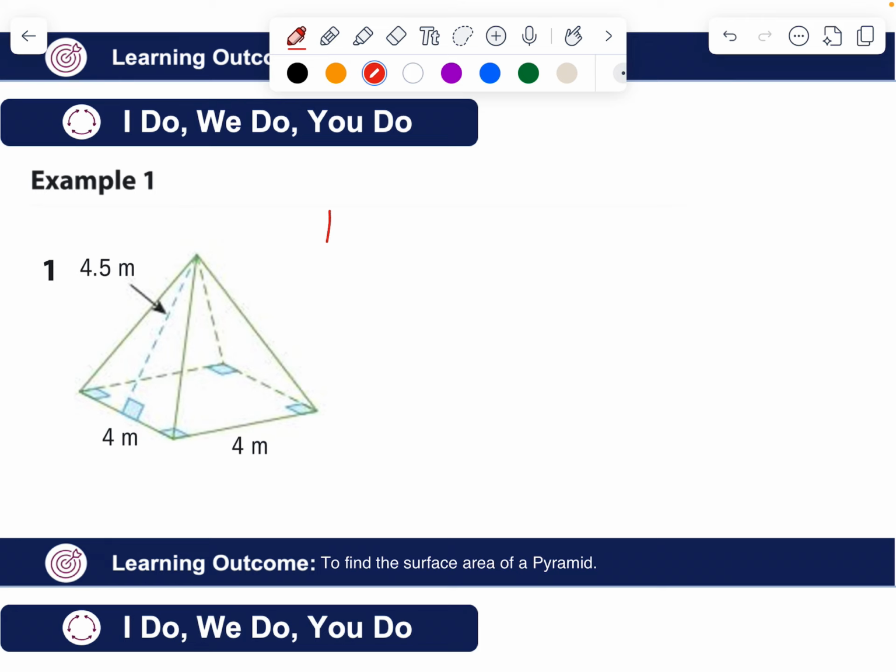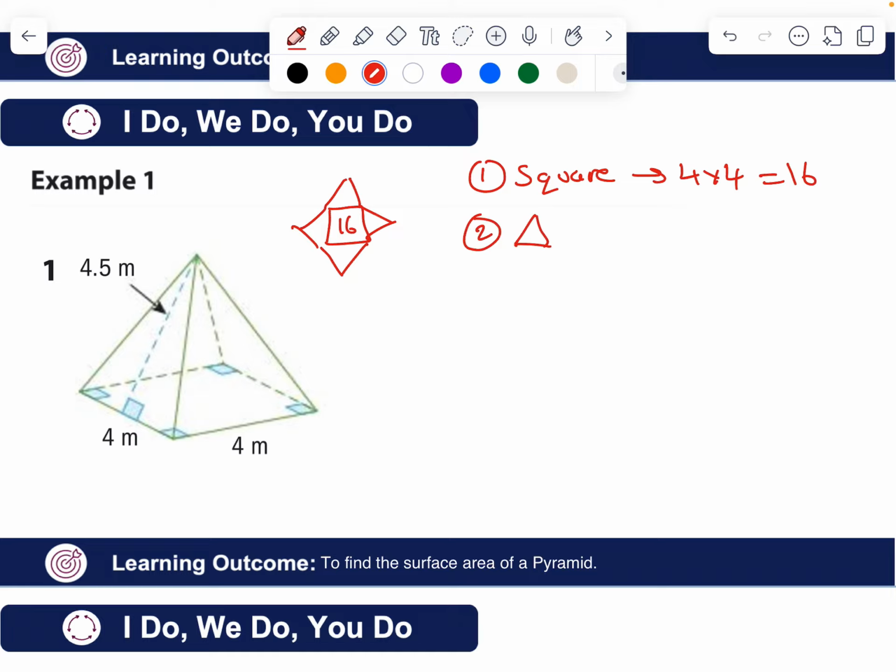So if you imagine the shape, we have a square and then we have 4 identical triangles if you had the net of this shape. So the square at the bottom, number 1, the square is just going to be 4 times 4, which is 16. So the area of this is 16. Right, number 2, if you look at the triangle, we've got 4 of them. So whatever the area of the triangle is, we're just going to times that by 4.